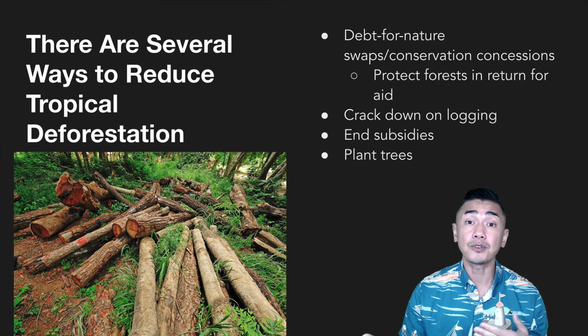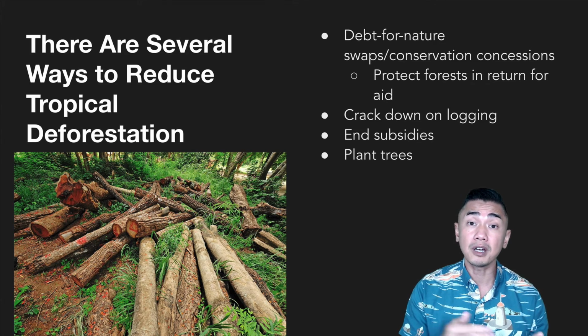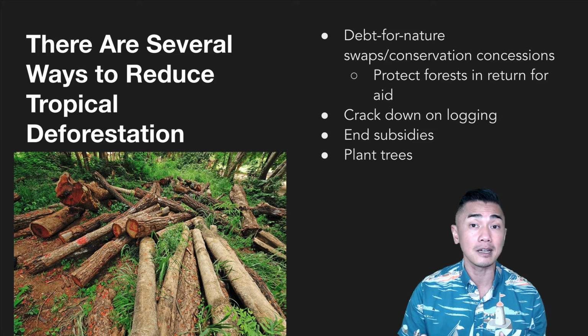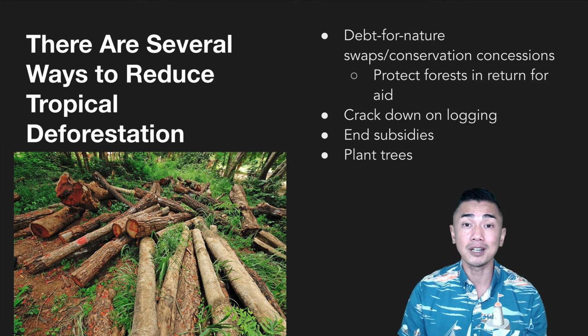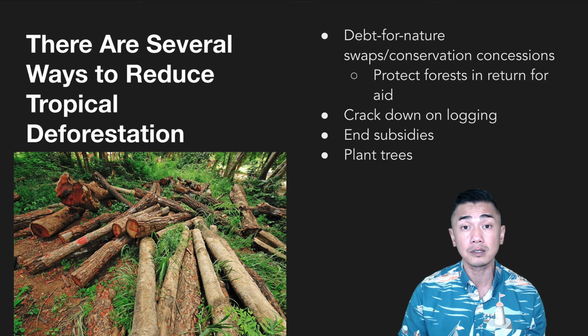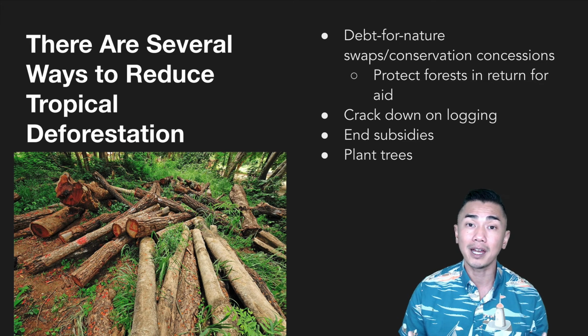There are ways for us to reduce tropical deforestation. One is a debt for nature swap, in which a government has some or all of its debt forgiven in exchange for protecting forest on its land. Another is a conservation concession, in which an outside group or organization pays a government or a landowner to protect their forest. Other ways include cracking down on illegal logging, ending subsidies, and planting trees.